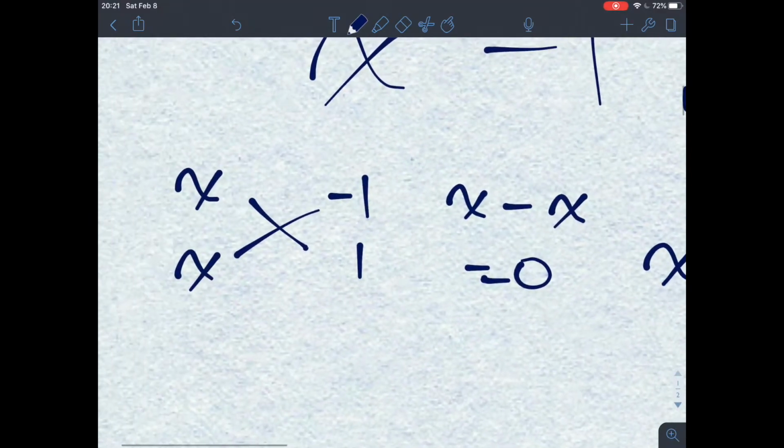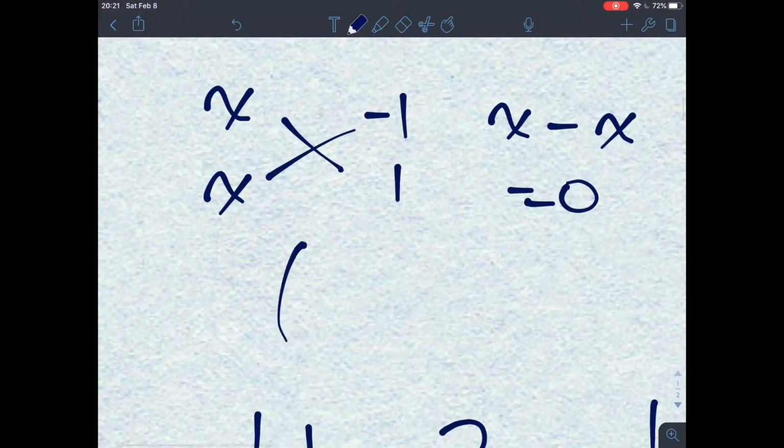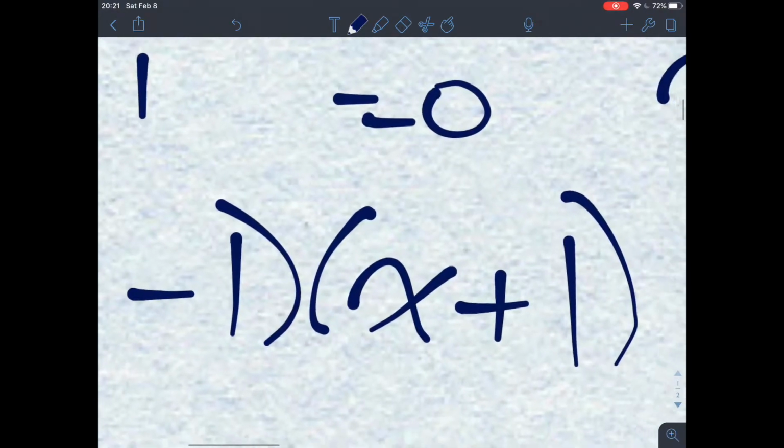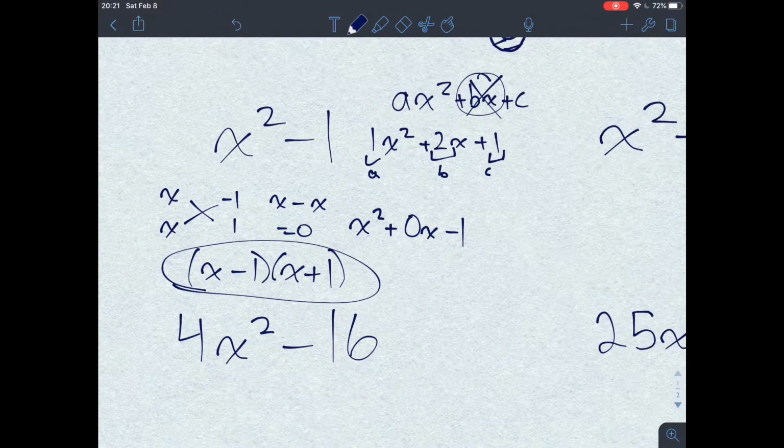So when we are factoring this, because of the cross multiplication, we could just write it as x minus 1 times x plus 1. And as always, order doesn't matter. You could do x plus 1 times x minus 1. But anyway, this would be the answer if you wanted to factor it, simplify it.